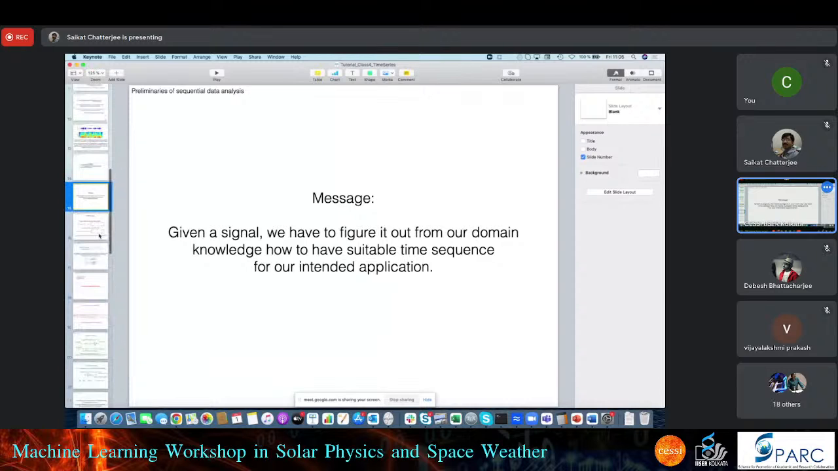So the message is this: given a signal, we have to figure out from our domain knowledge how to have a suitable time sequence for our intended application. So for example, I see something, but I want to figure something out. I have some inference task. Now I see some kind of observations. You have to transform the observation in such a manner that your intended task can be handled. And this is a very important point to learn and to be expert. Otherwise, you can't use it.